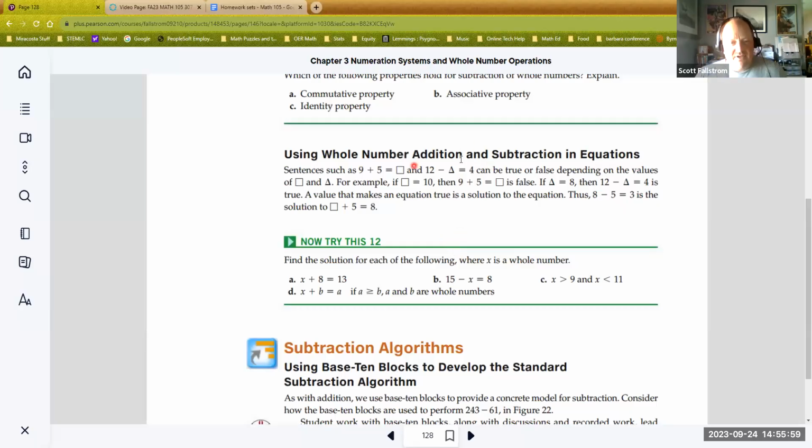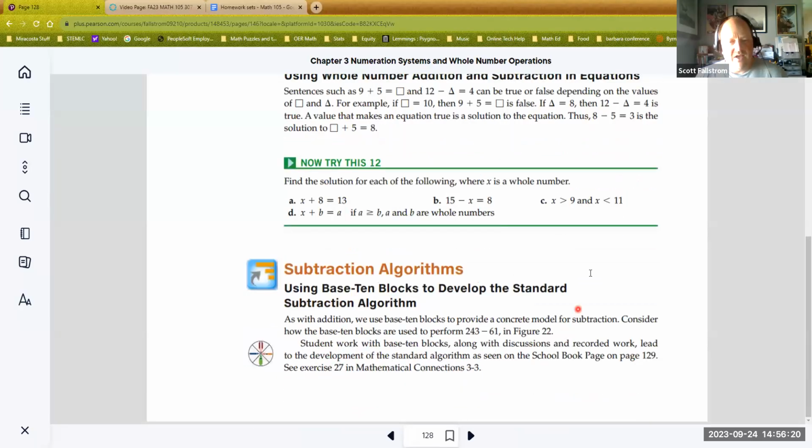Okay. Using whole number addition and subtraction in equations. So now think about these. These are the same type of things, but now we're using it as more algebra. Okay. You're a college student, so you had intermediate algebra to get here. The expectation is you could solve these problems and write the solution for each of them. Notice some of them have addition, some have subtraction, some of them have an and statement. And an and statement means what? All of them have to be true. That's correct. In this case, there's only 2. You could say both have to be true.